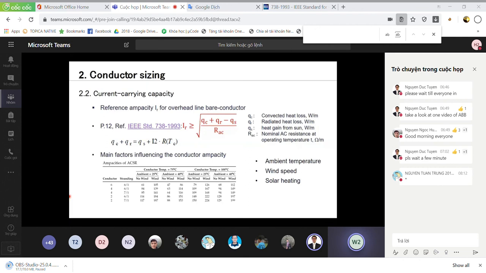Okay. So we can see that in the case of higher wind speed, we can increase the current, right? Because the convection condition is easier.